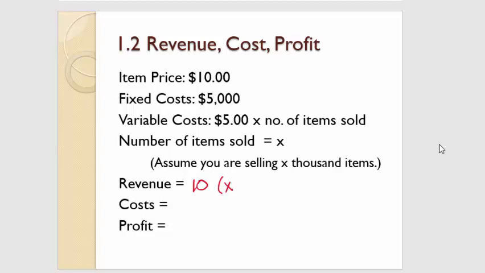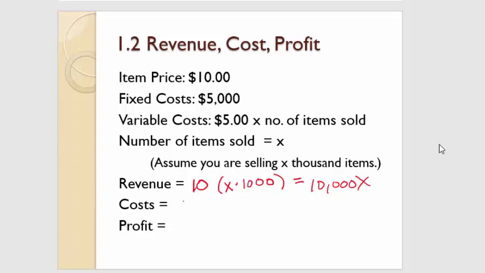Now to write the number of items sold, it's actually going to be x times 1,000 because x is in thousands. Like in our example, if x equals 2, then 2,000 items have been sold, or 2 times 1,000. So the revenue coming into the company is actually 10 times 1,000x, or 10,000x. Now let's calculate our costs.